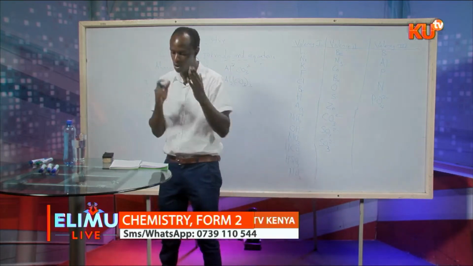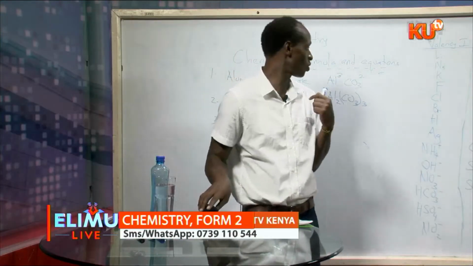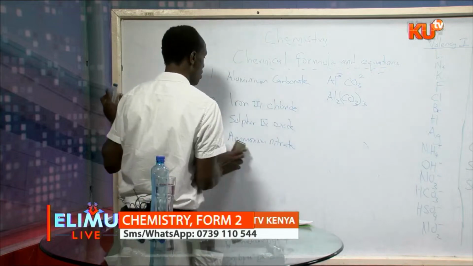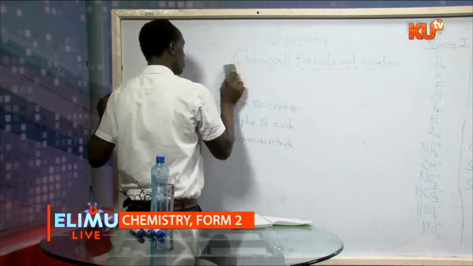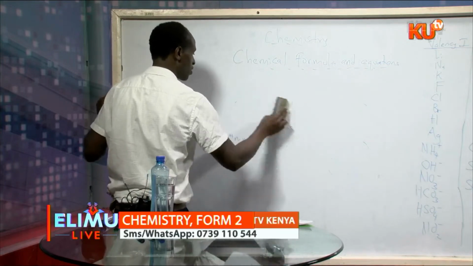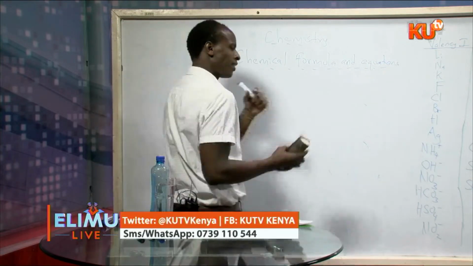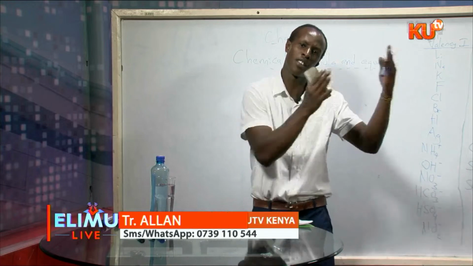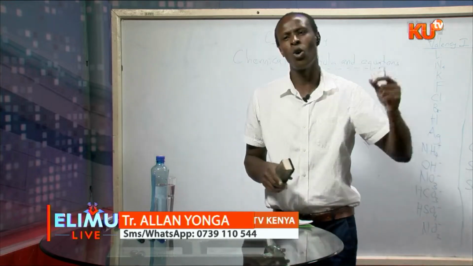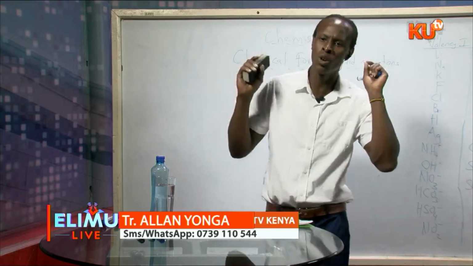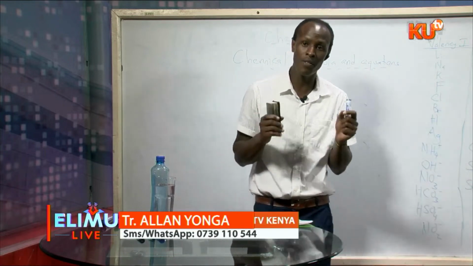Now let's move to chemical equations. In chemical equations, I'll give you summaries of some reactions so that when you know this is reacting with this, automatically you know what products you're supposed to get. If I'm reacting a metal and an acid, what are the products? Because the products will always be the same. The products will never change.